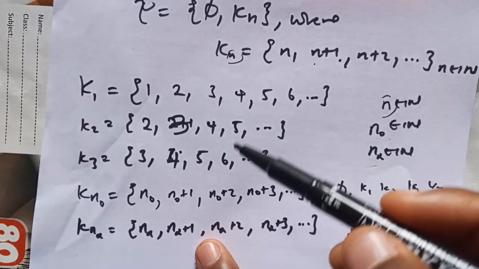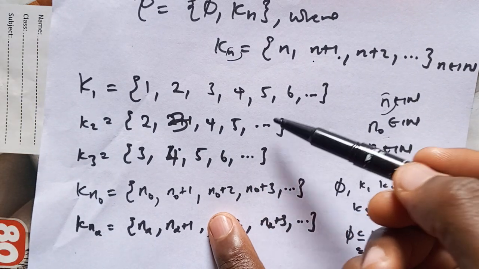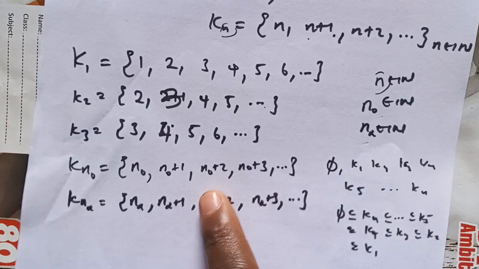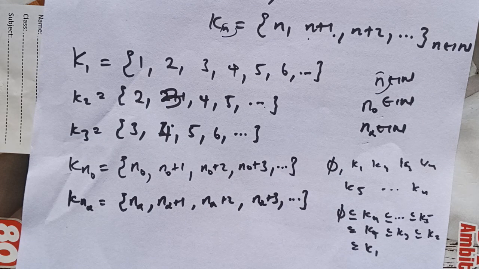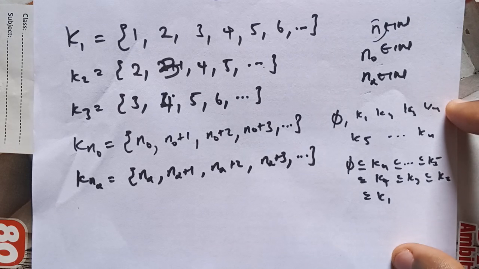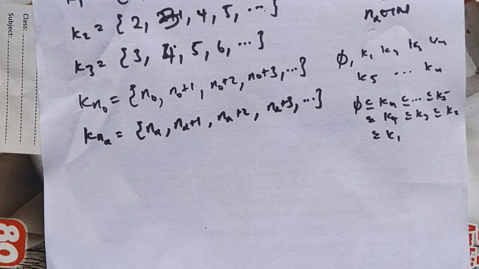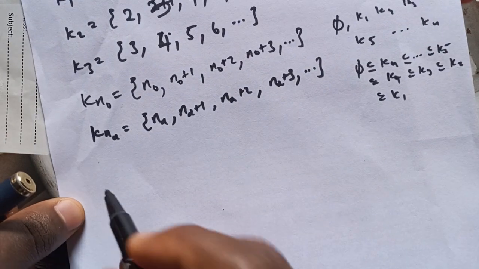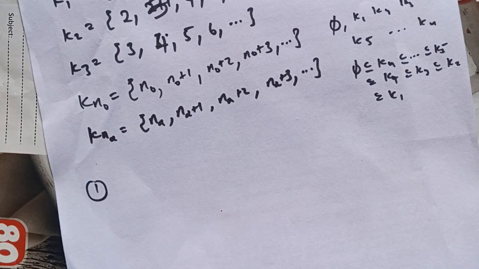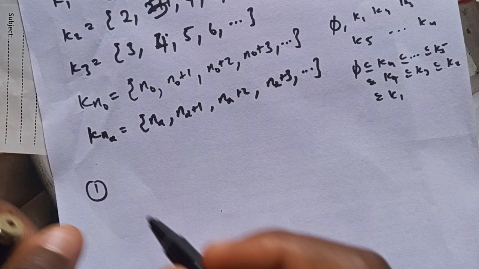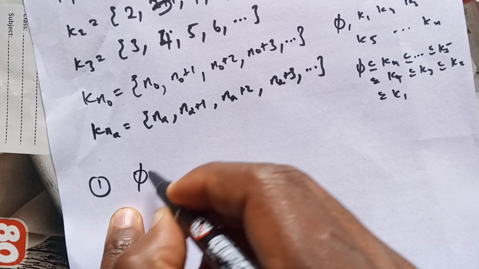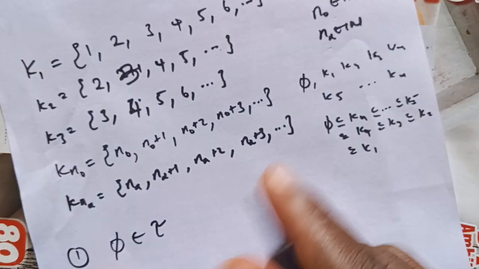If you look at it very well, you see that K_3 is a subset of K_2, K_2 is a subset of K_1. The reason I'm mentioning all this is because I want to use it to do the proof. I want to show that this is a topology on N. Remember, if we want to show that this tau is a topology on a given arbitrary set X, we have to show that it satisfies three conditions. First, we have to show that the empty set is in tau. Of course, the empty set is in tau by definition.